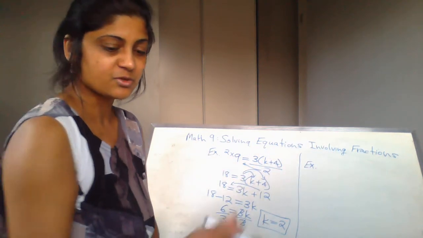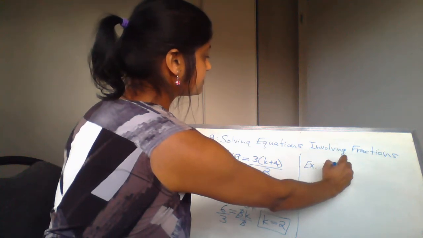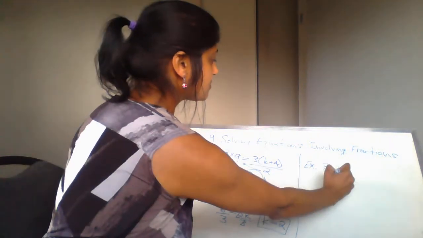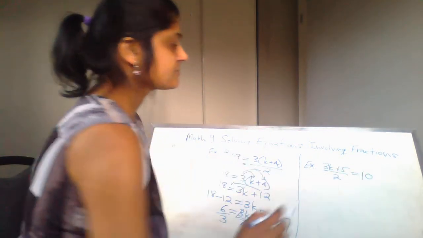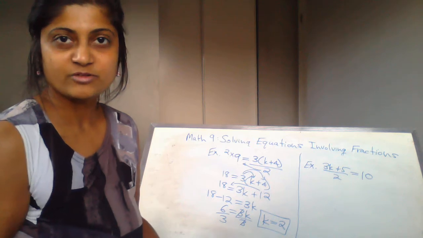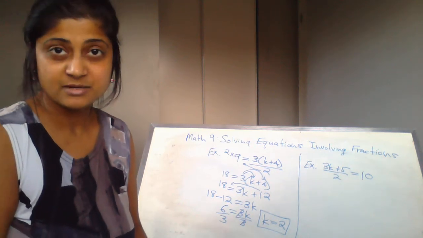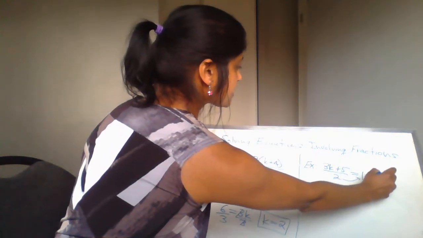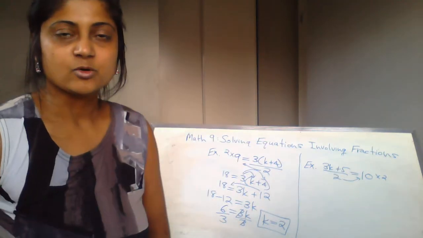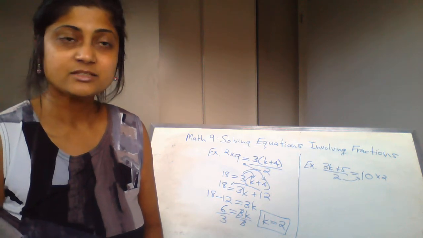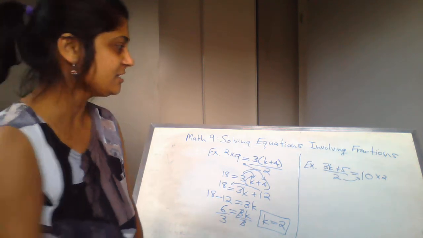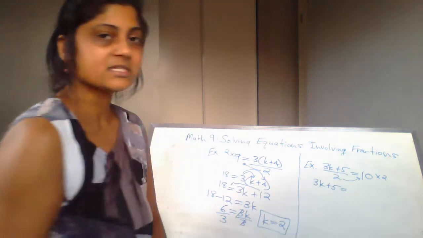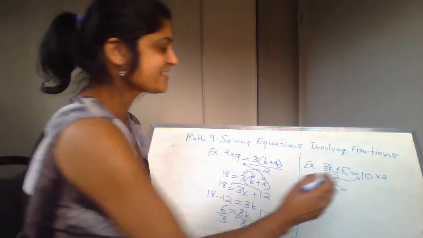Okay, so let's try this one. So (3k plus 5) over 2, and it's equal to 10. Okay, so again, these are equations involving the fraction, so I have to do multiple steps to get my final answer. In the first step, I'm going to take the 2 to the other side. Because the 2 is divided on one side, when you take it to the opposite side, you're just going to multiply it. So I'm left with 3k plus 5 equals 10 times 2, which is equal to 20.